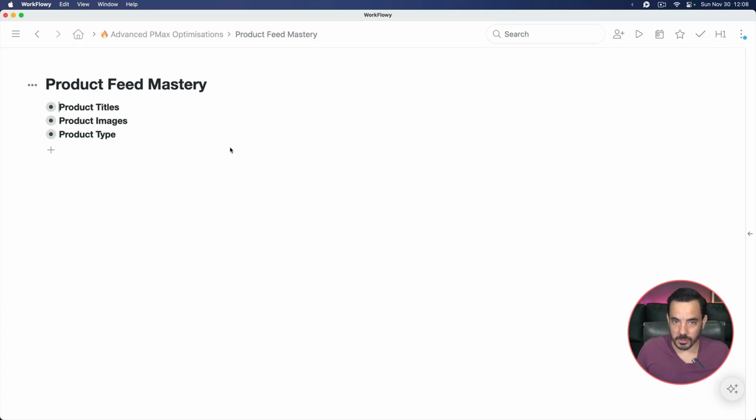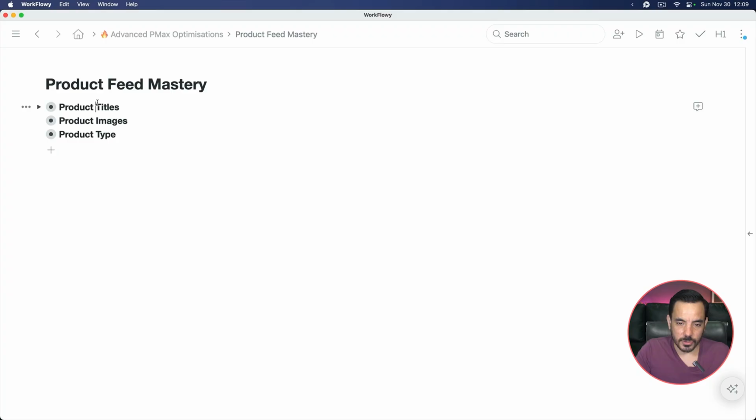Now, in an ideal world, you have fully optimized every single field within your product feed, because it's really your product feeds that drives a lot of your e-commerce performance within Performance Max or standard shopping campaigns if you're using that campaign type. But there's three things that you really need to focus on within your product feeds that count for the lion's share of performance that comes from your product.